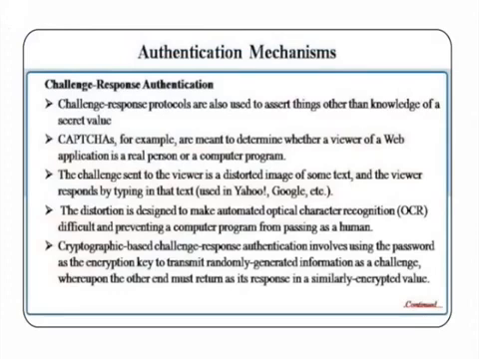CAPTCHAs, for example, are meant to determine whether a viewer of a web application is a real person or a computer program. The challenge sent to the viewer is a distorted image of some text, and the viewer responds to it by typing in that text. You might have seen that in Yahoo or Google, etc. The distortion is designed to make automated optical character recognition, that is OCR, difficult and prevent a computer program from passing as a human.